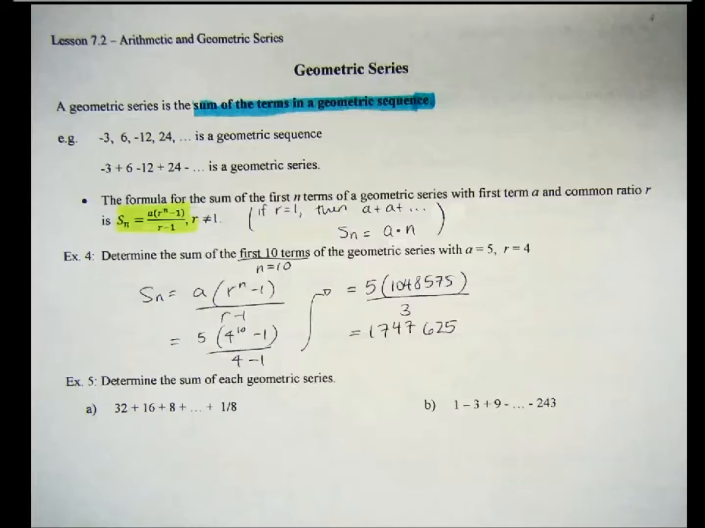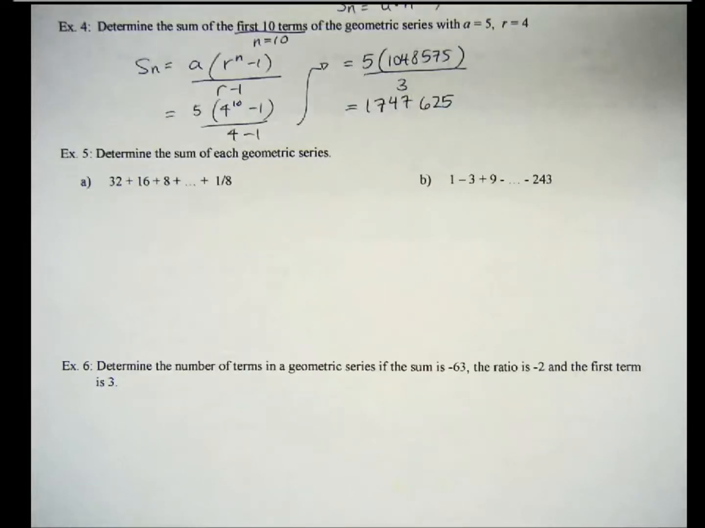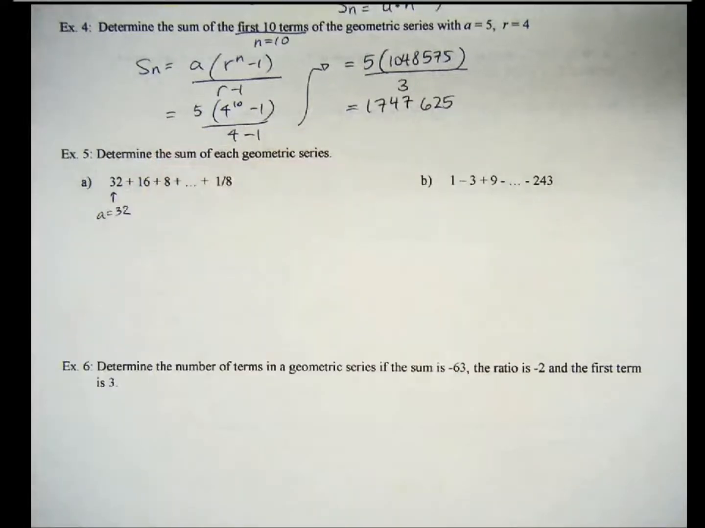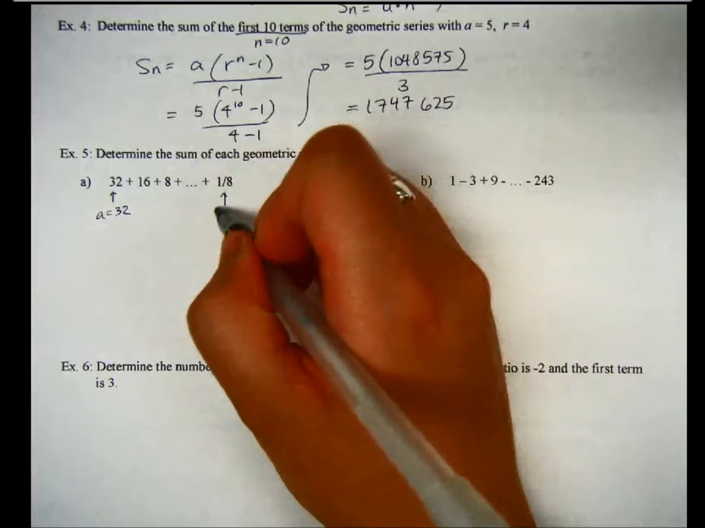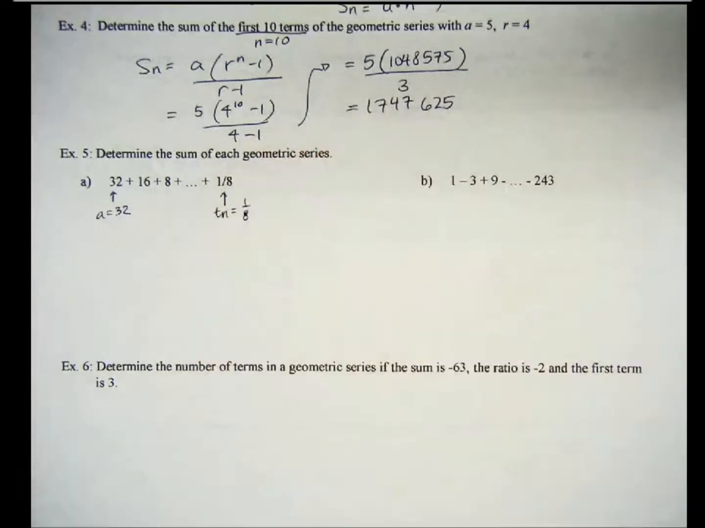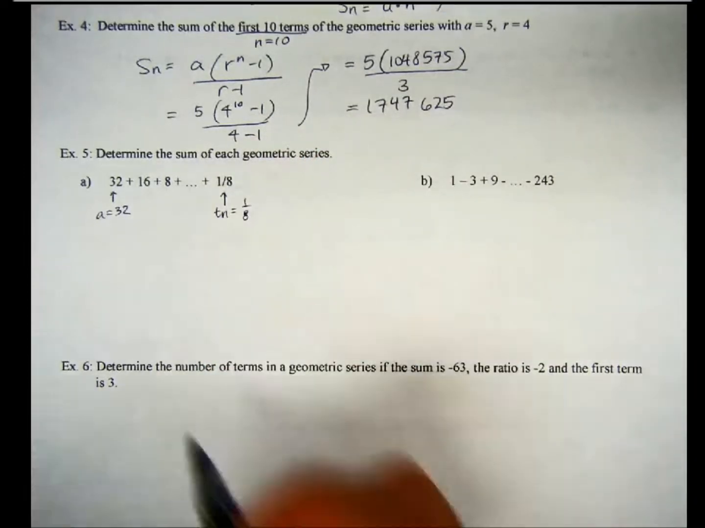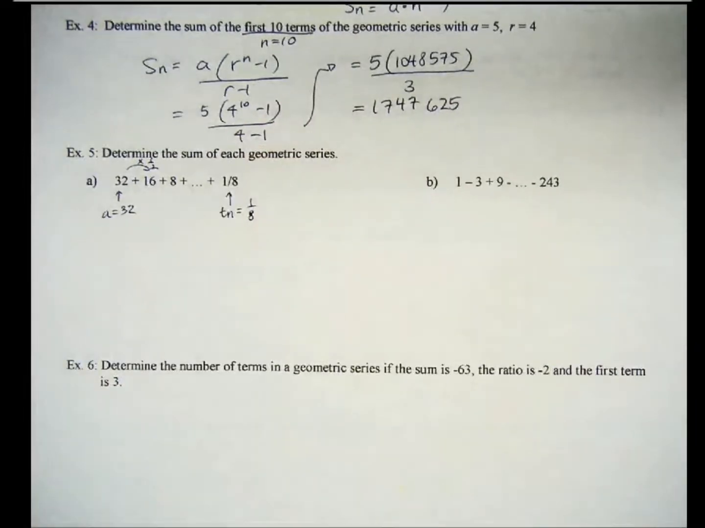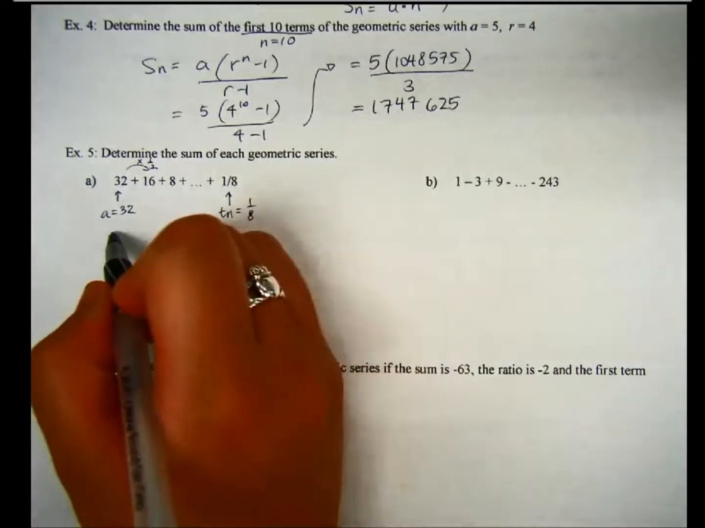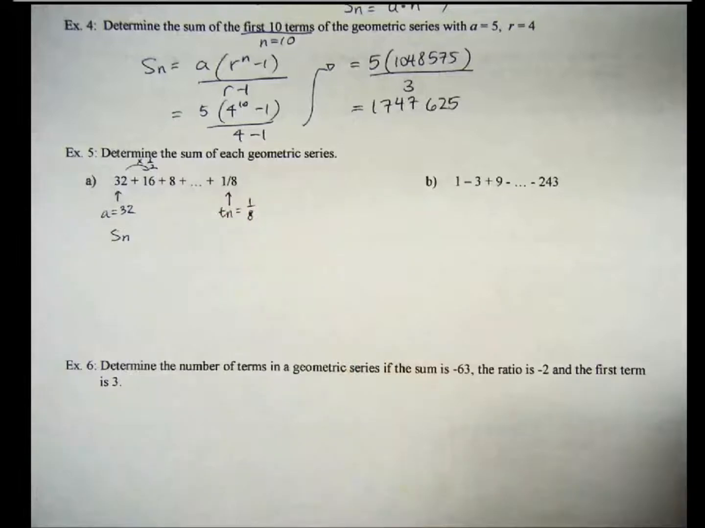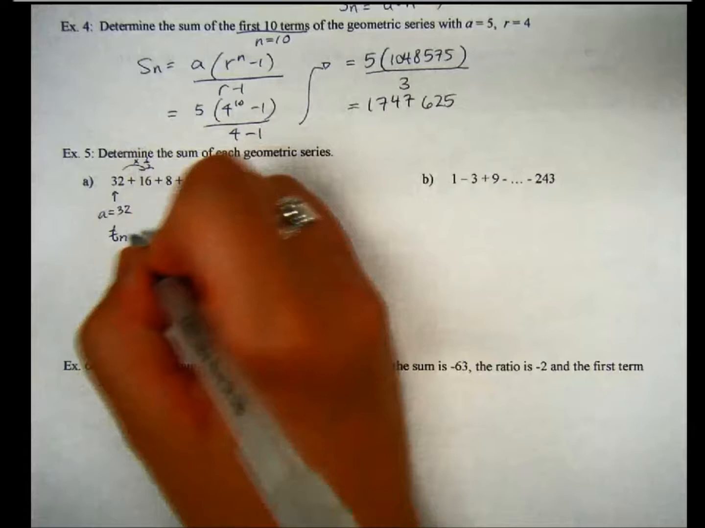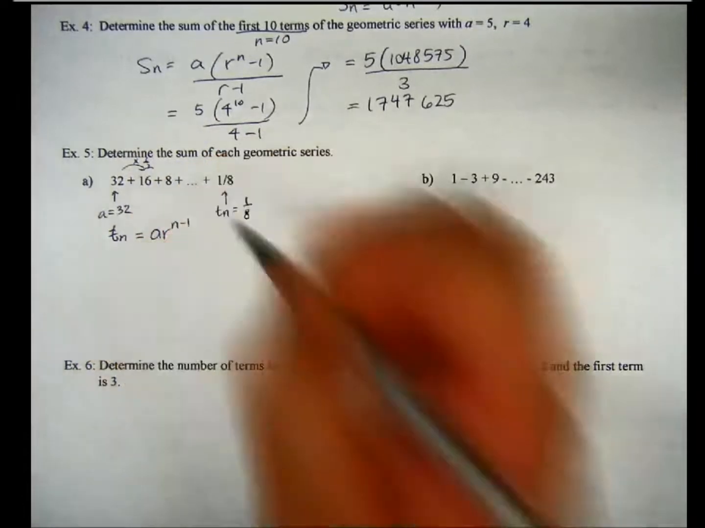Let's try the next example. Determine the sum of each geometric series. The first term is 32. The last term is 1 over 8. That's where the sequence ends. The common ratio is half. So you're going to need to figure out how many terms there are in this sequence first. So this is Tn equals a times r to the power of n minus 1.